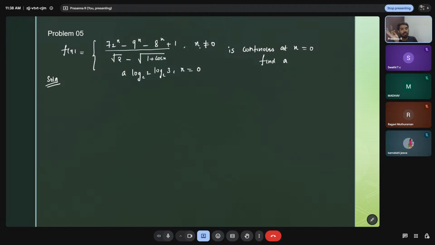But here you see that when x is not equal to 0 itself, it takes this value. So 0 plus and 0 minus are both the same function only. So I will directly find the limit as x tends to 0 of f of x. Is it clear? It is already continuous, so the limit exists. It is given continuous. That means the limit should exist and the limit should also equal the function value. So since the limit exists, your LHL and RHL have to be equal.